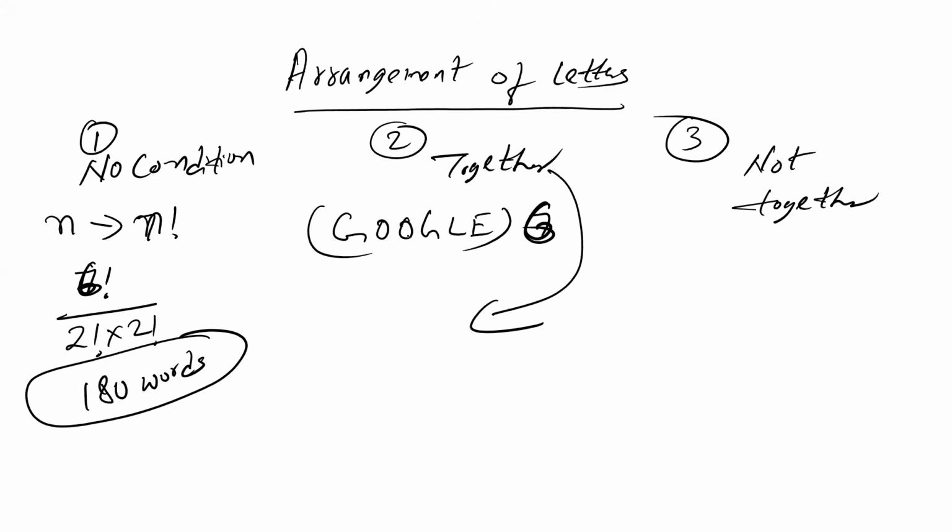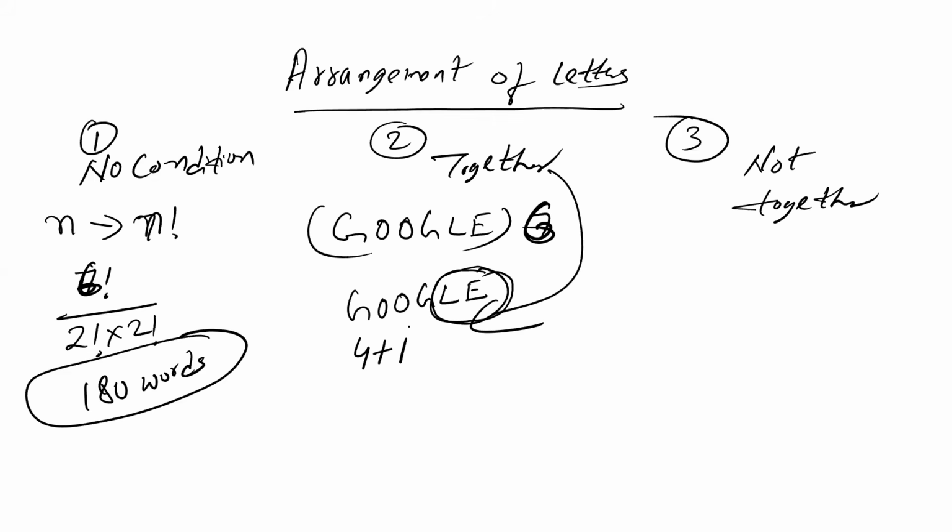Now, whenever any question is of together, now the same word Google, how many words can you make? 6-letter word where always L and E should be together. The condition is that L and E should be together. Now, how many remaining letters left? 4. Add one more letter. Consider L and E as a single letter because they cannot be separated. They told it has to be together.